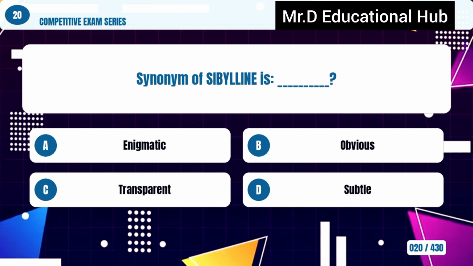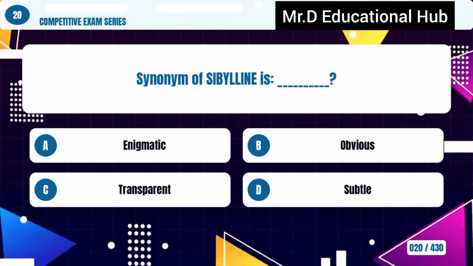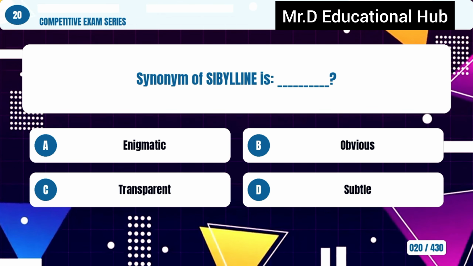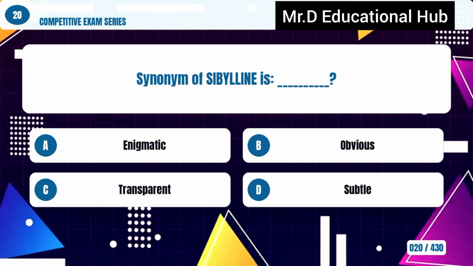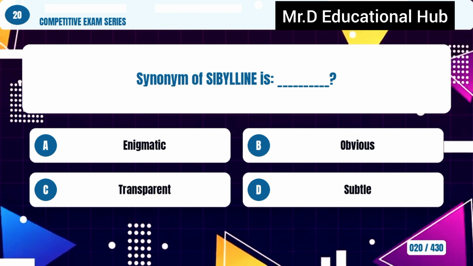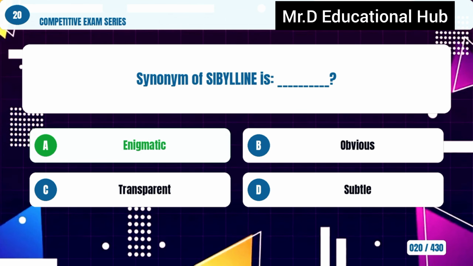Question: synonym of sibylline is blank. Option A, enigmatic. Option B, obvious. Option C, transparent. Option D, subtle. Correct answer is option A.